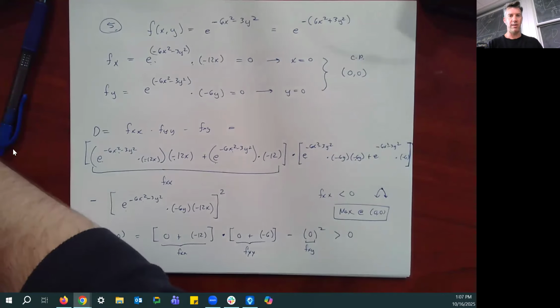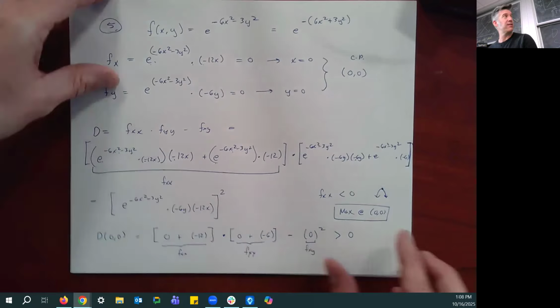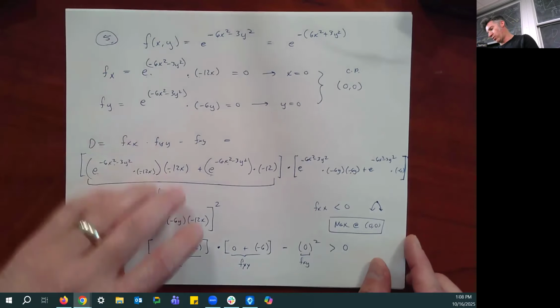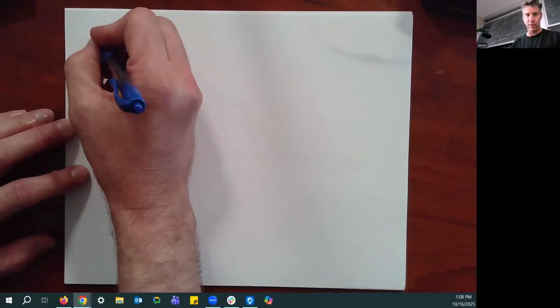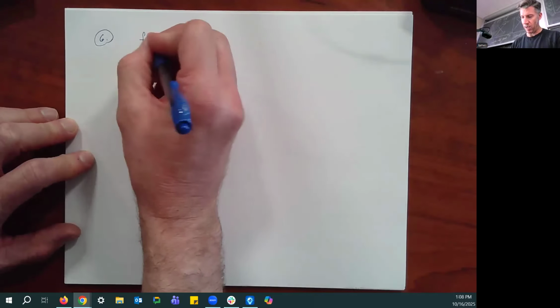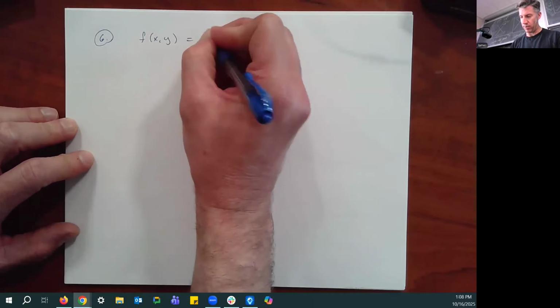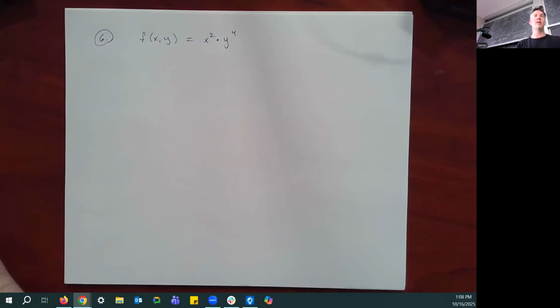There's one other thing I'll point out. I don't think your instructor would ask you a question like this on an exam, but I think it's worth spending a few minutes on just to point out how something else can happen. So let's look at a couple more examples. Let's say you had this function, f of x comma y equal to x squared times y to the fourth. In fact, why don't you all go ahead and find the partials and find your only critical point. Yes, there's only one critical point.